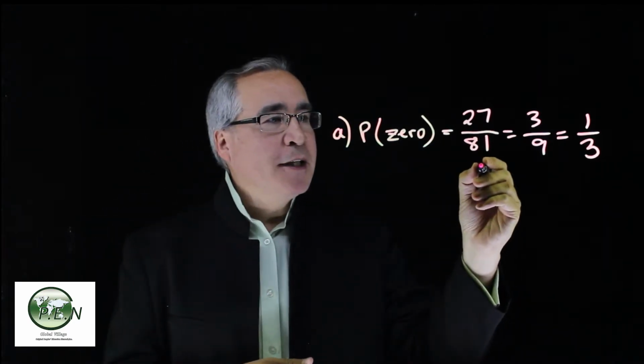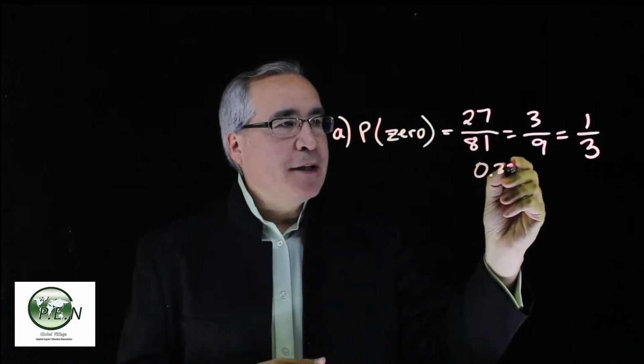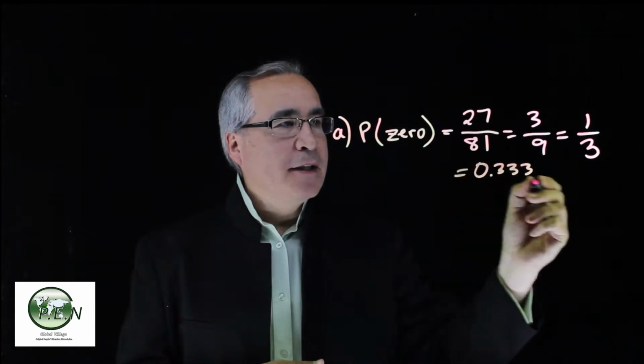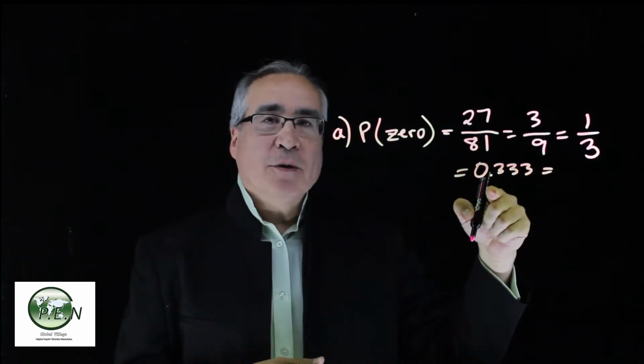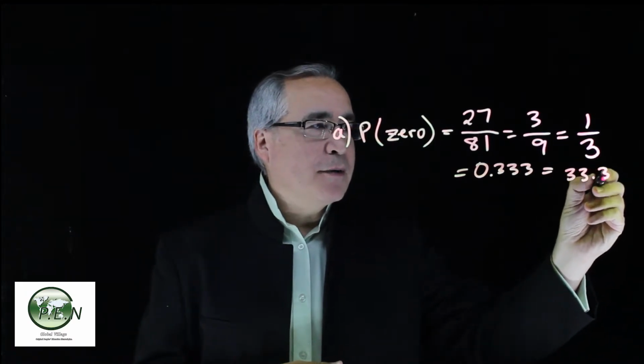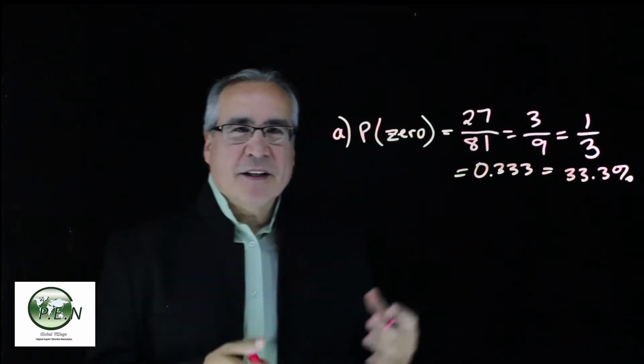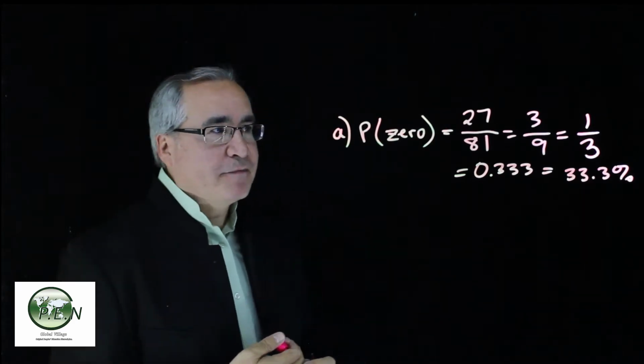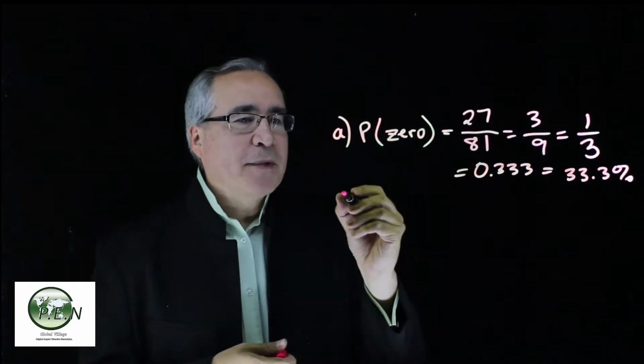Turning it to a decimal, we get 0.333. Turning this to a percentage, multiply by 100, we get 33.3%. So about a third chance, 1 out of 3. That's it.